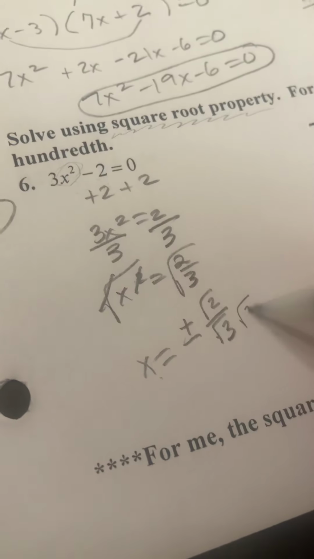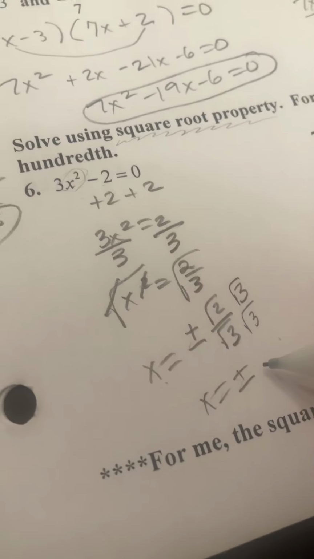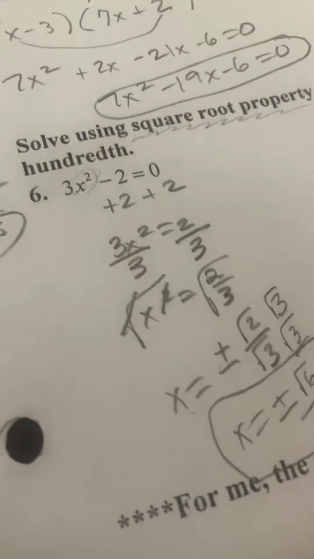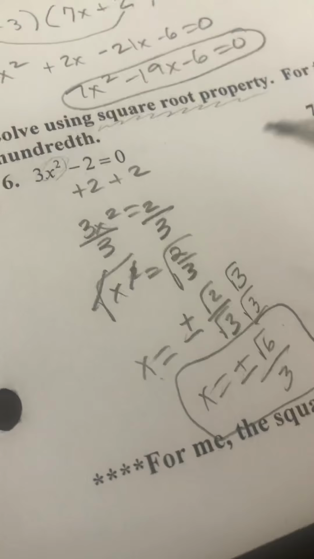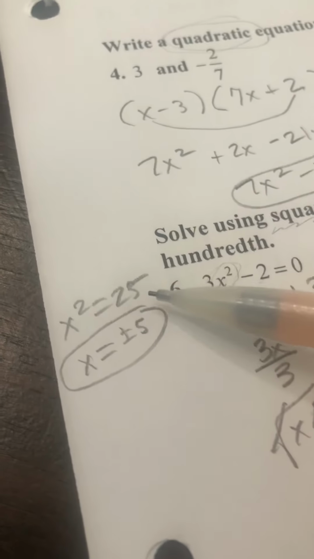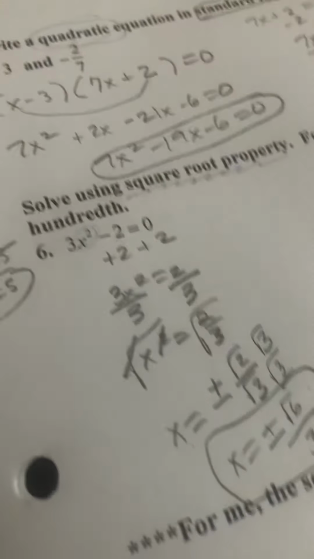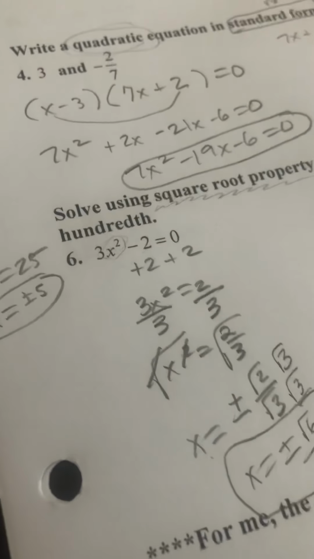So I have to rationalize. I multiply the top and bottom by the square root of 3, which gives me plus or minus the square root of 6 over 3. Now, why are there 2 answers? Because there are 2 things I can square that would give me 2/3, just like there were 2 things I can square that would give me 25. You just have to remember, every quadratic has 2 answers.